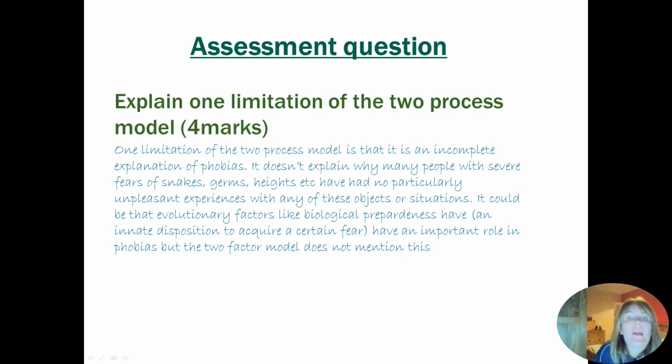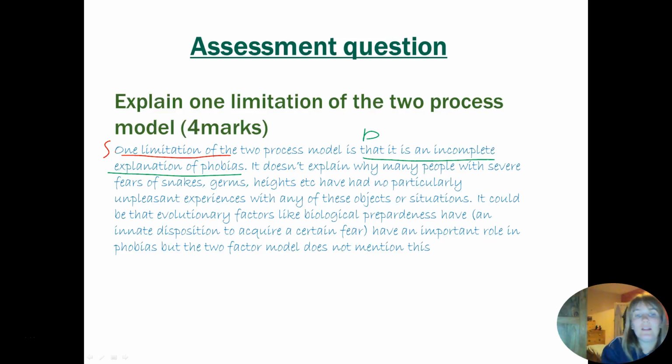Right, so let's have a look at an assessment question for the evaluation. Explain one limitation of the two-process model for 4 marks. Right, as I've always said to you, we need to think about spelling. So let's have a look. This is my S here. One limitation. I'm introducing the examiner to what I'm about to say. Now, after my S, it's my point. So my point is that it is an incomplete explanation of phobias. So this is my P.